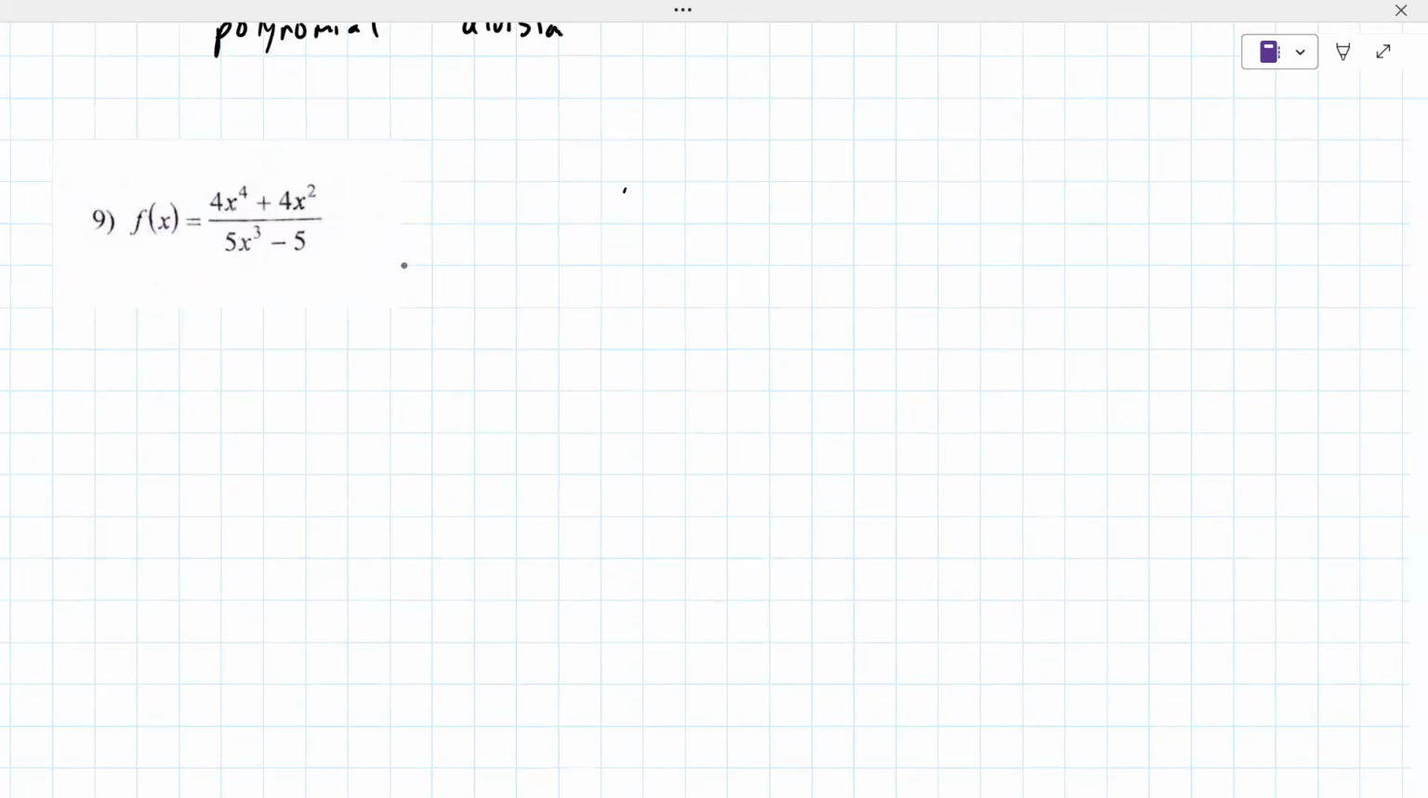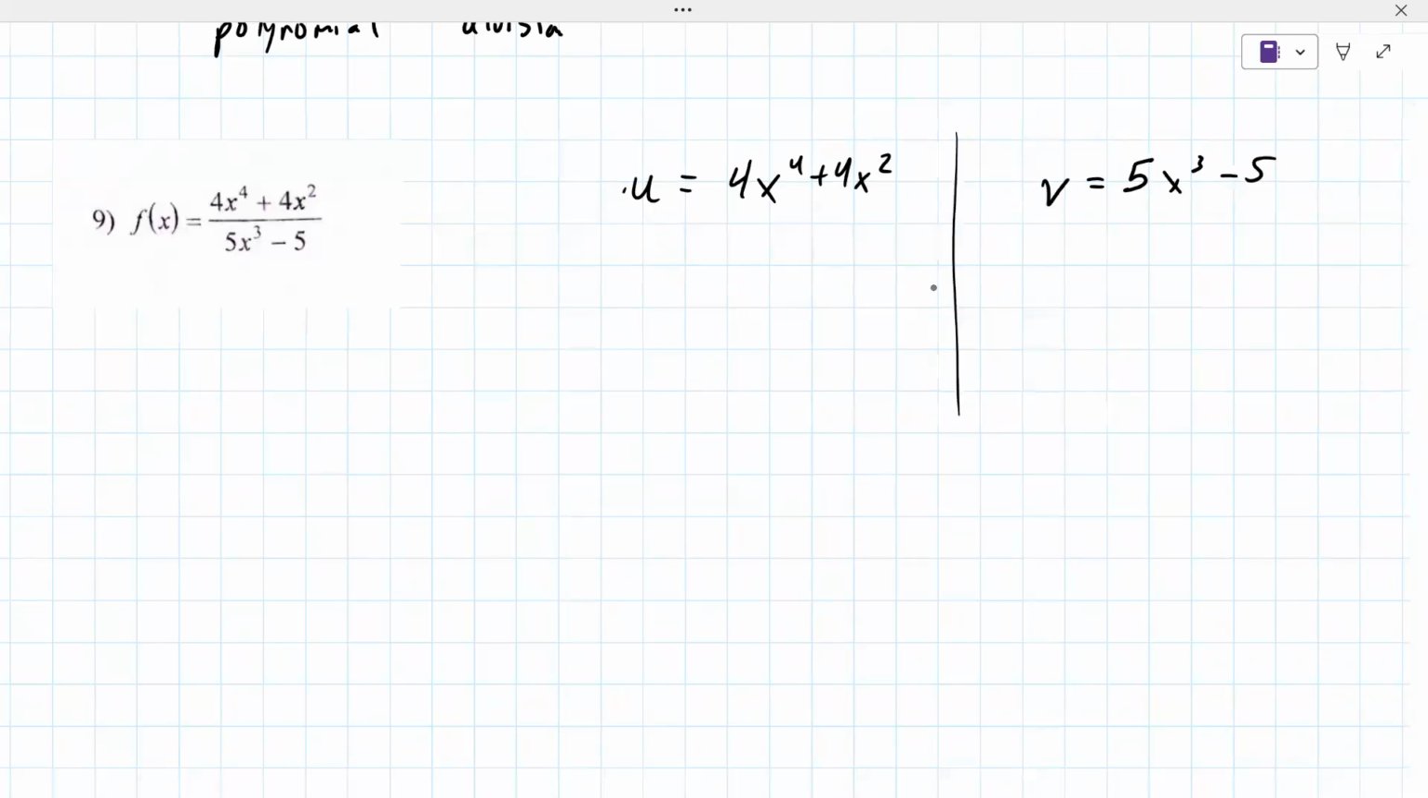All right, so again, u is 4x to the fourth plus 4x squared. V is 5x cubed minus 5. You'll notice when I do this, I'm very particular. I always do the top and then the bottom. I always make it sort of in a table. I would be very organized as a student here. That really makes a huge difference, especially when these problems get more difficult. All right, so you need those.